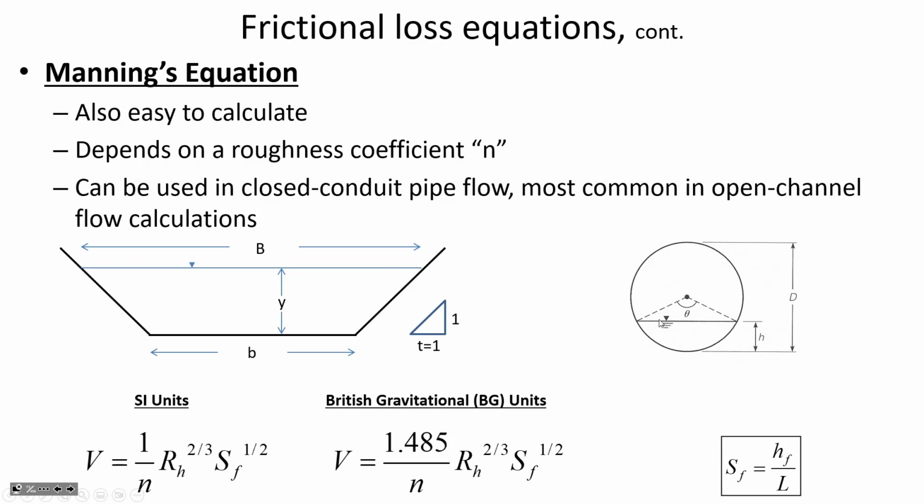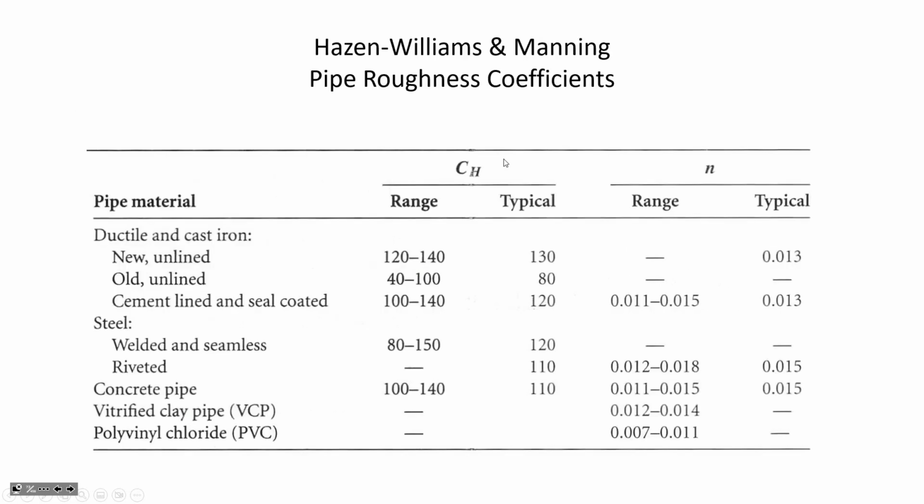Partly full circular sewer pipes are kind of a challenging numerical problem. We'll get to that at the very end of the semester. We'll get into the geometry of a pipe that's flowing partly full. Manning's equation is used in those situations, but instead of a C value like we had for Hazen Williams, Manning's equation has an N value, an N friction factor. So here's a table of some typical roughness coefficients. You can see both the Hazen Williams and the N values for a variety of different materials.